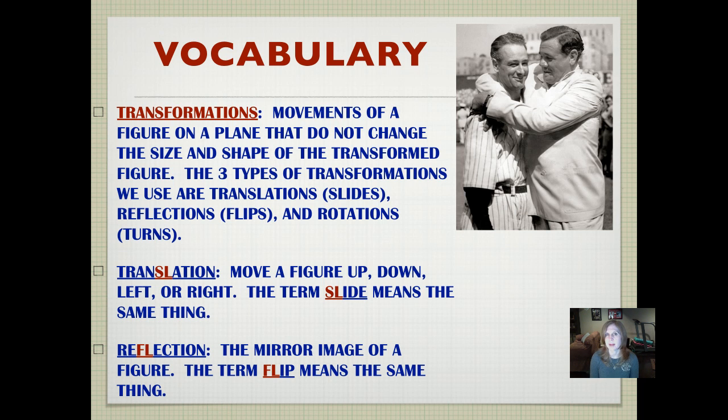If you look at the word translation, it has SL in it. It means to move a figure up, down, left, or right without changing the figure at all. The term slide also has SL in it, slide, translation. So hopefully that'll help you remember those mean the same exact thing. A reflection is the mirror image of a figure. So here's a figure, here's the mirror image of the figure. The FL in reflection is just like the FL in the term flip. They mean the exact same thing.